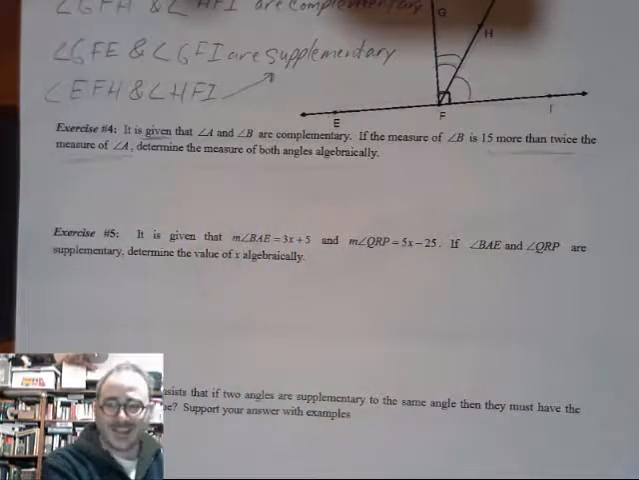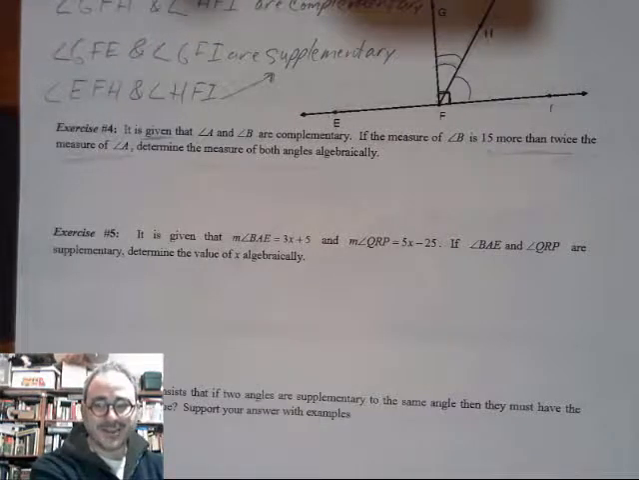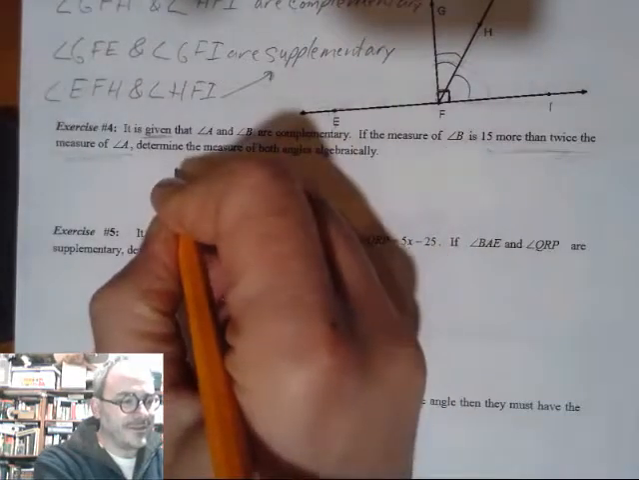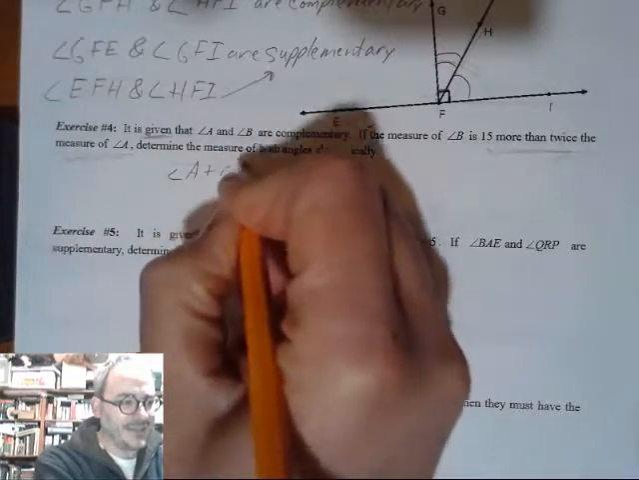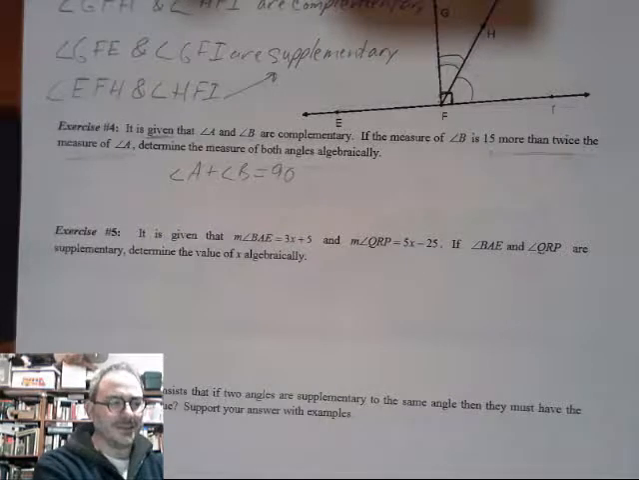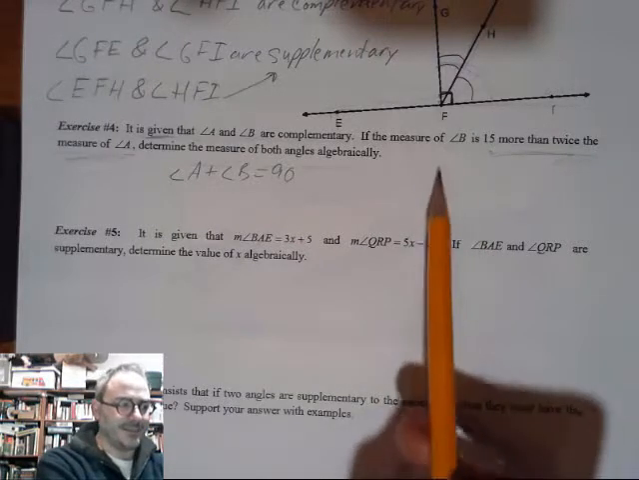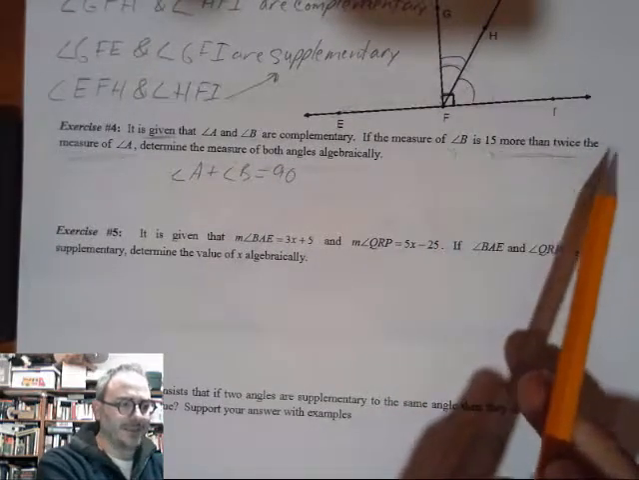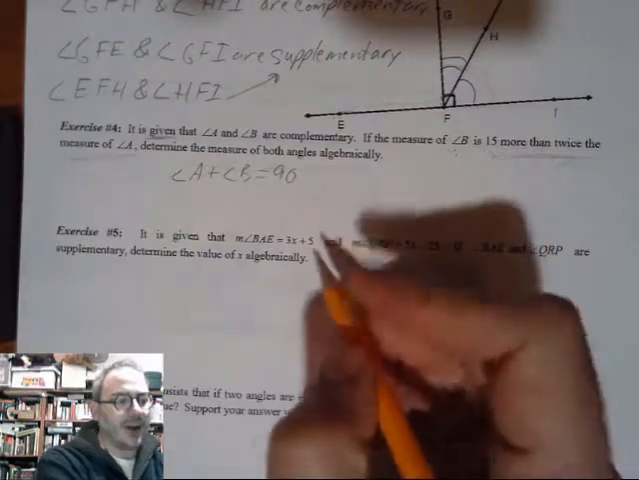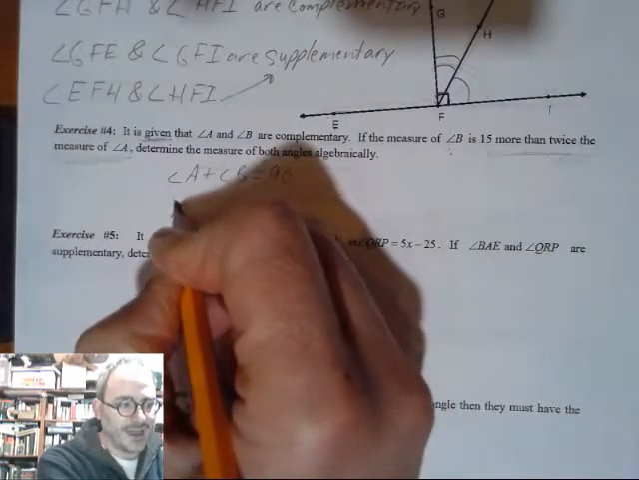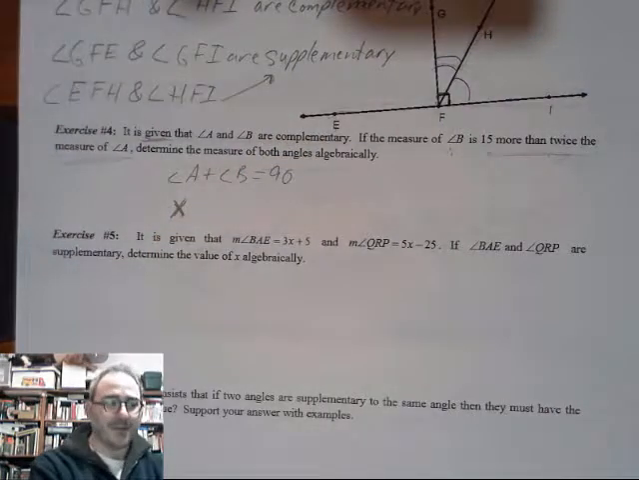Okay, we got to parse this word problem into an algebraic equation. Are you ready for that? Hopefully you said yes. So, I know that angle A plus angle B is going to be 90 degrees. All right, that much should be pretty good. But then we have to parse this out. Angle B is 15 more than twice the measure of A. So let me call the measure of angle A to be x. I don't know what measure A is. They don't give me any information about what the measure of angle A is.